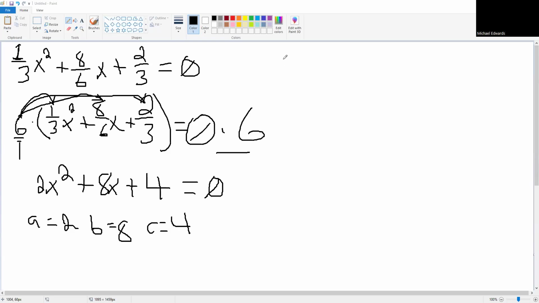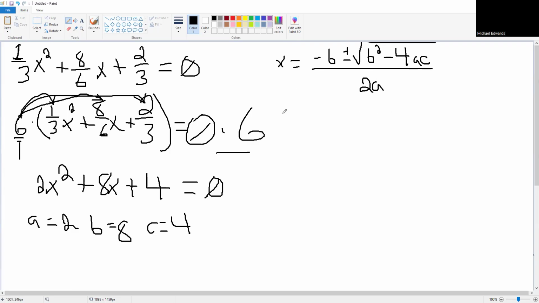Let's say that x equals, well, this is the quadratic formula. Negative b plus or minus the square root of b squared minus 4ac, all over the little 2a.